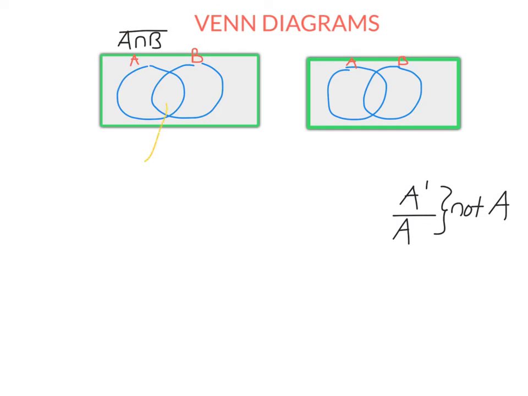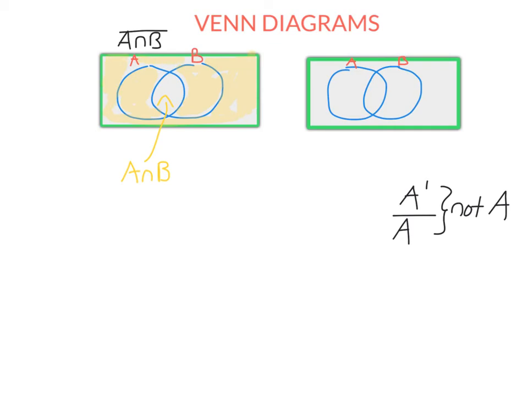Now, we know this middle region here is the region A and B, because it's the region that contains things that are in A, but also in B. So I need to shade everything that's not in that region. So I want to shade everything in this B circle that's not in the middle, everything in the A circle, and then everything outside the circles. So what is unshaded is A and B. I've shaded in everything that's not A and B.